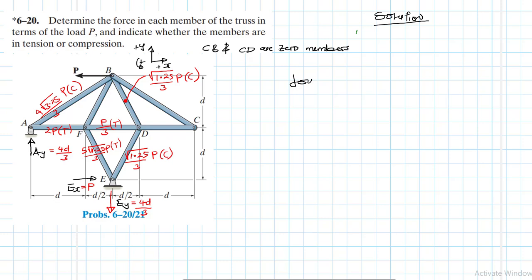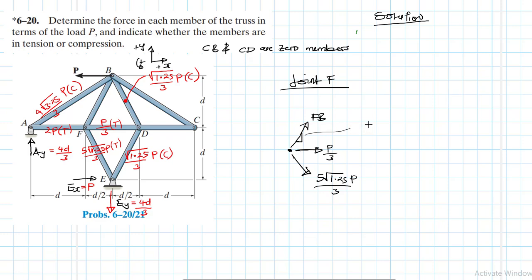Joint F. There we go. So joint F, we have 5 root of 1.25 P divided by 3. And then we have a tension force there in dF, which is P over 3. And then let's assume this one is in tension, the one we want to find, which is FB.